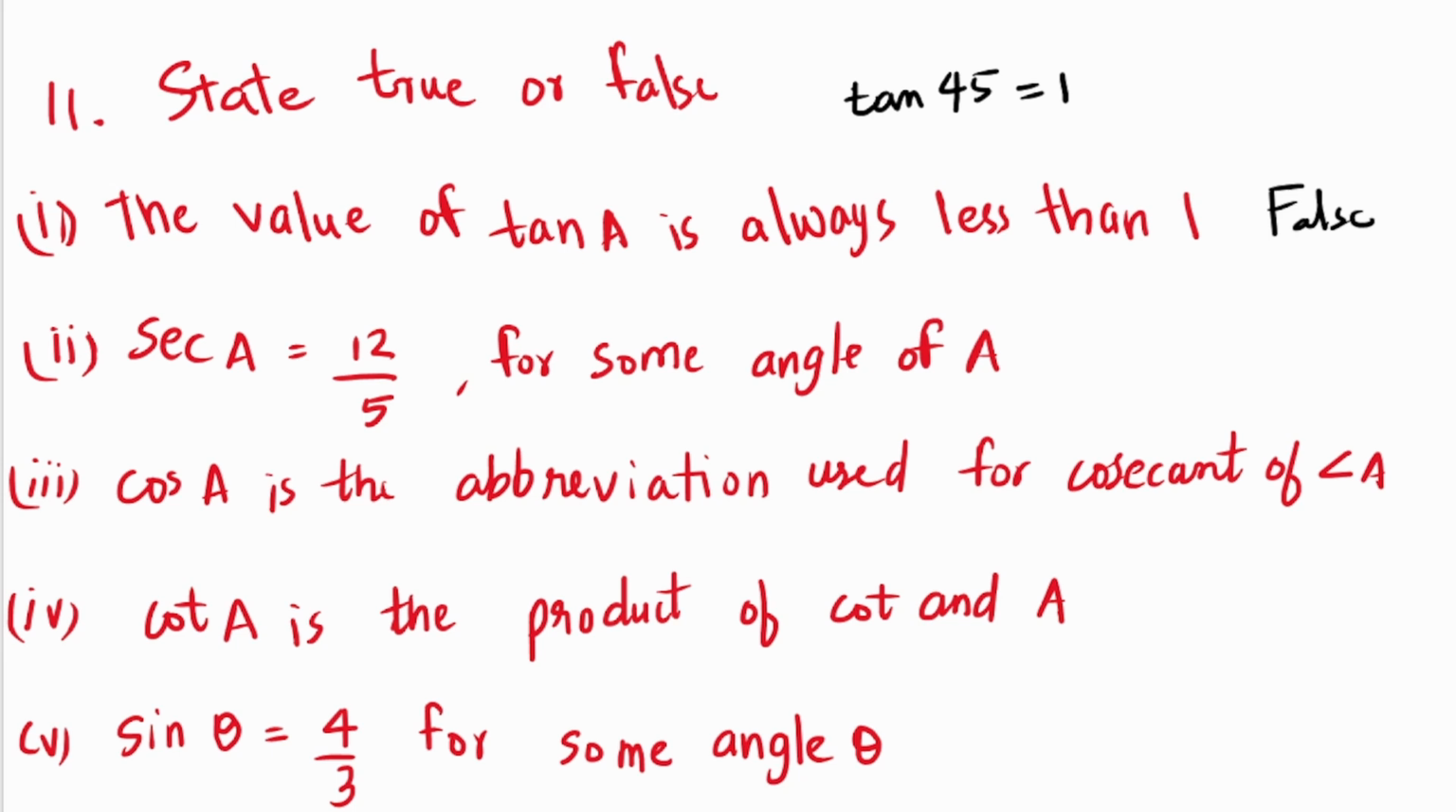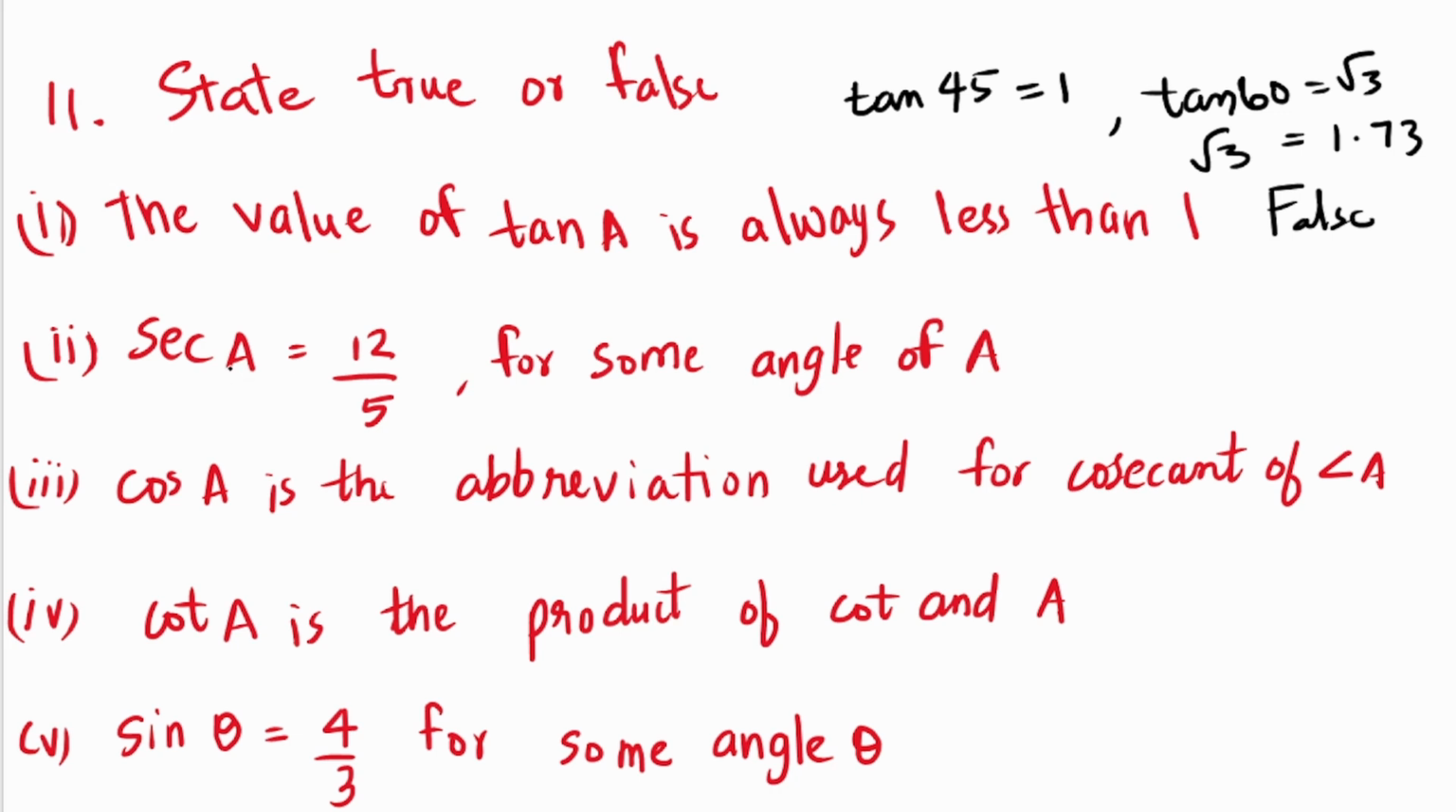In this question, they told that the value of tan is always less than 1. No, it can be equal to 1, and it can also be greater than 1. Tan 60 is root 3. The value of root 3 is 1.73, something like that. So it is obviously greater than 1. So the statement is false.